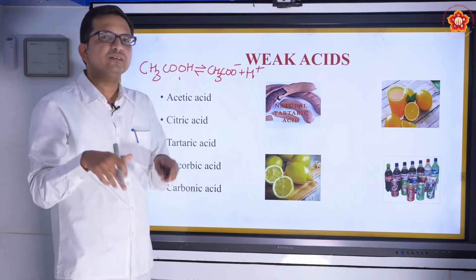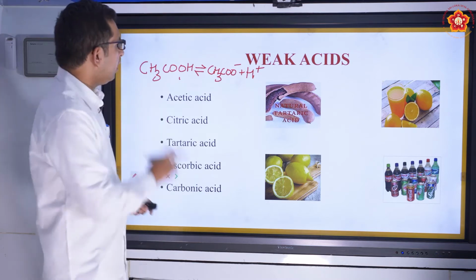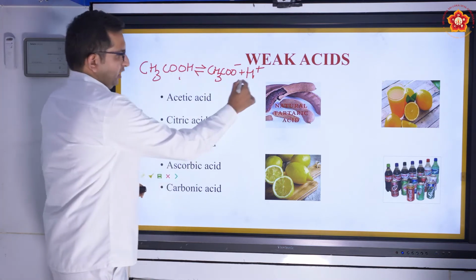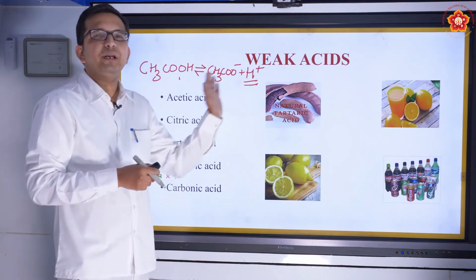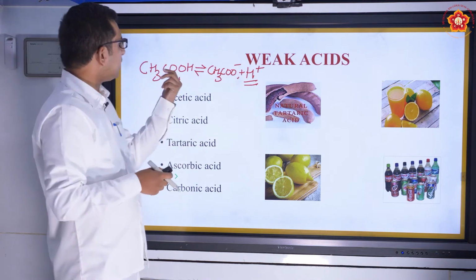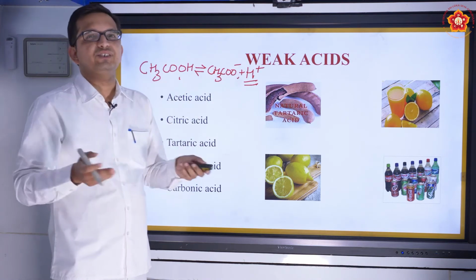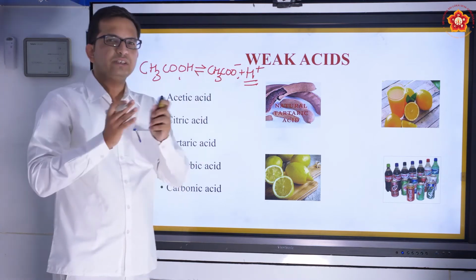This we can tell that it is a reversible reaction, which means that when I dissociate this, H+ is formed, no doubt, but they are not completely dissociated. CH3COO- and H+ may again combine back to form acetic acid. So this is how we can understand about the strong acid and weak acid.